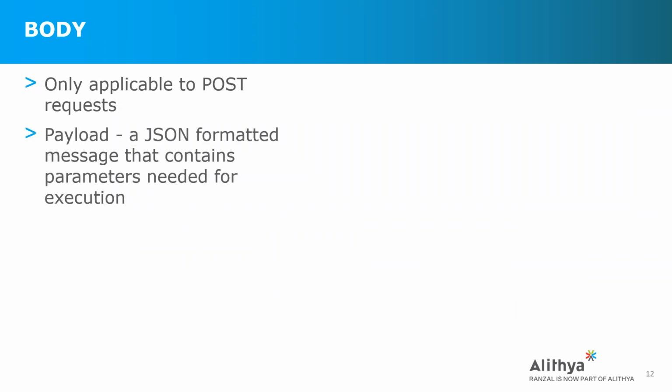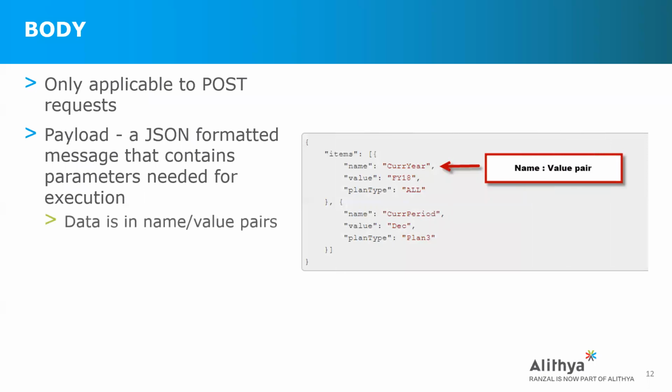The body. So the body only applies to post requests, when I'm sending a request to the REST API to perform some function. And the body is essentially the payload. What do I want that to do? What are the parameters that I'm passing over? So let's take a look at these.